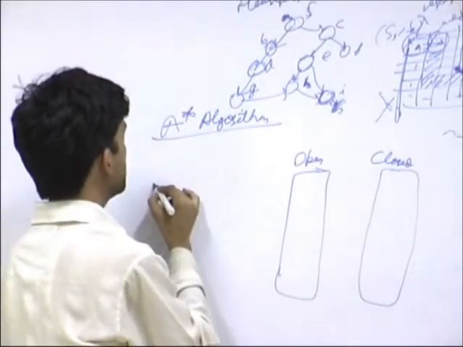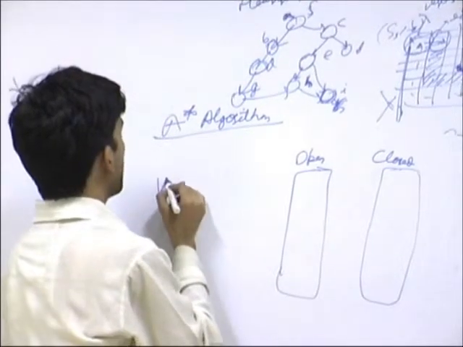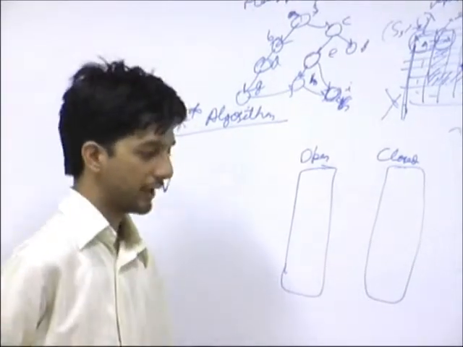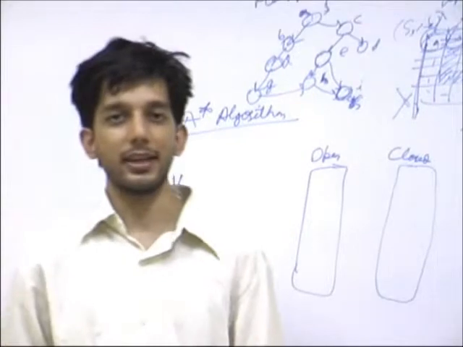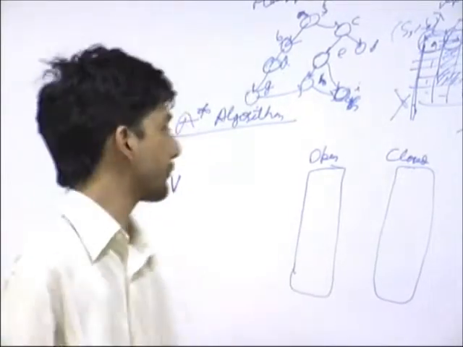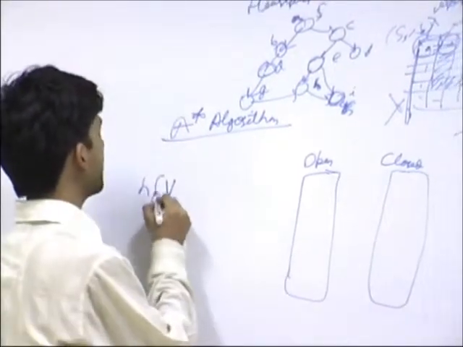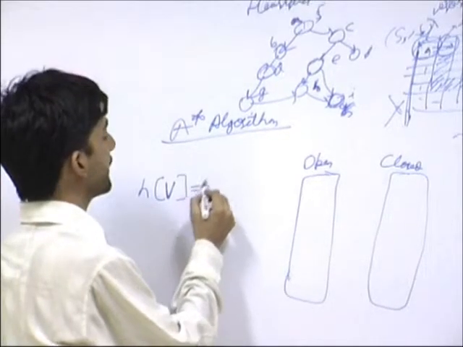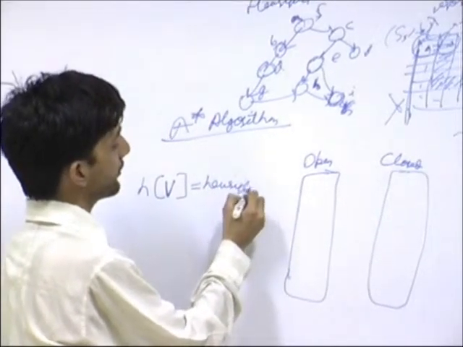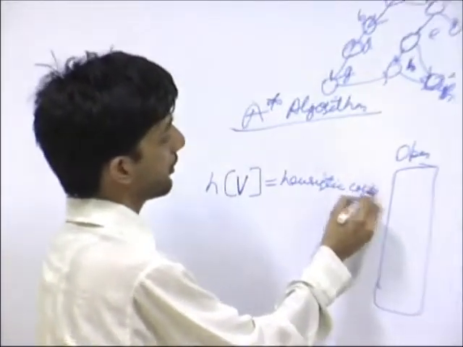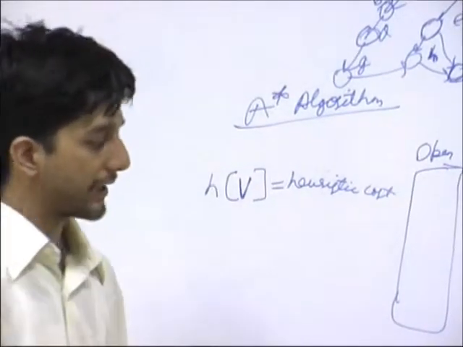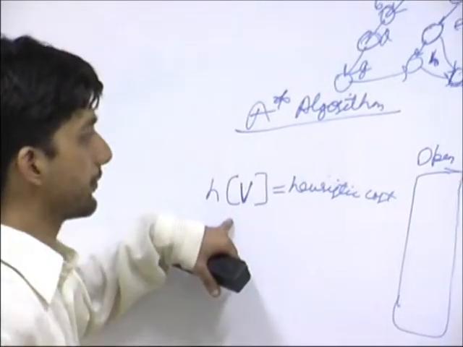Every node over here will have three types of costs. One that I have already mentioned is known as the heuristic cost. That's exactly what has been mentioned over here.